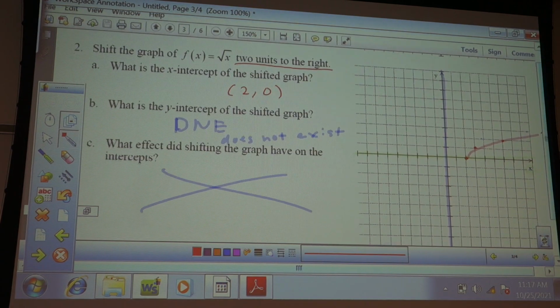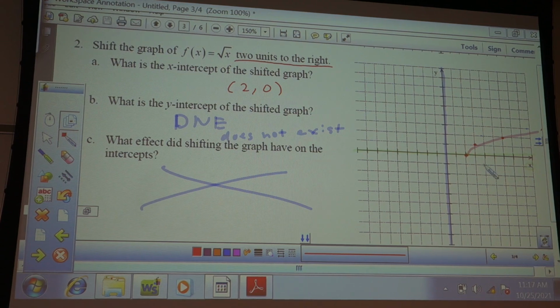This is the first part. We shifted the graph to the right, and we saw that the X-intercept is right here at (2, 0), and the Y-intercept, where it hits the blue line, does not exist. D and E.